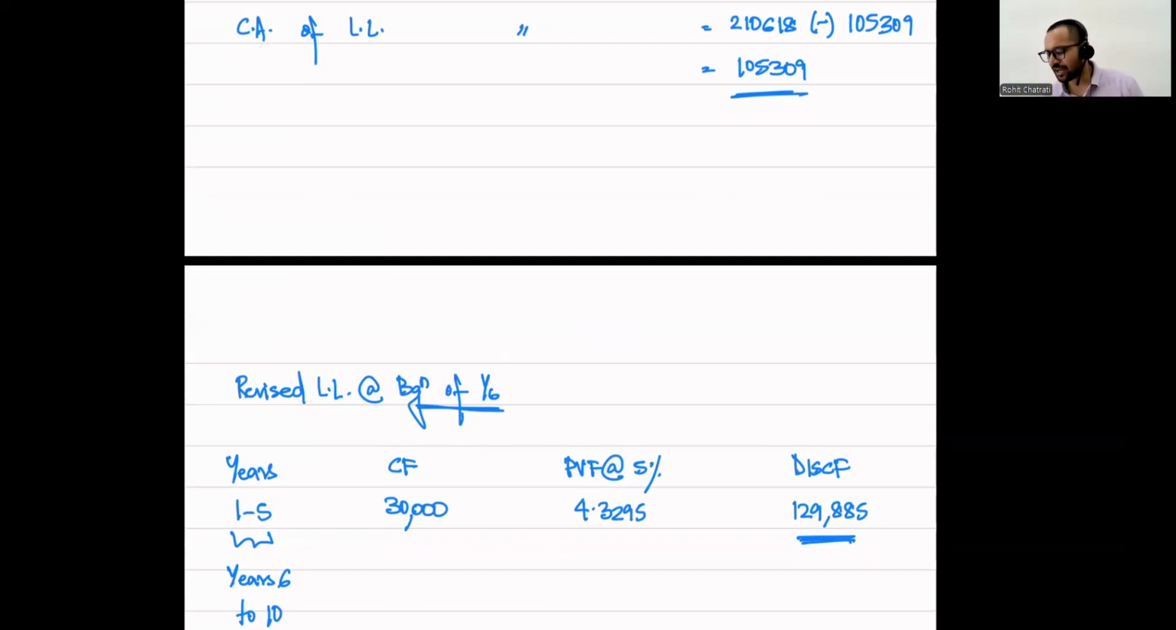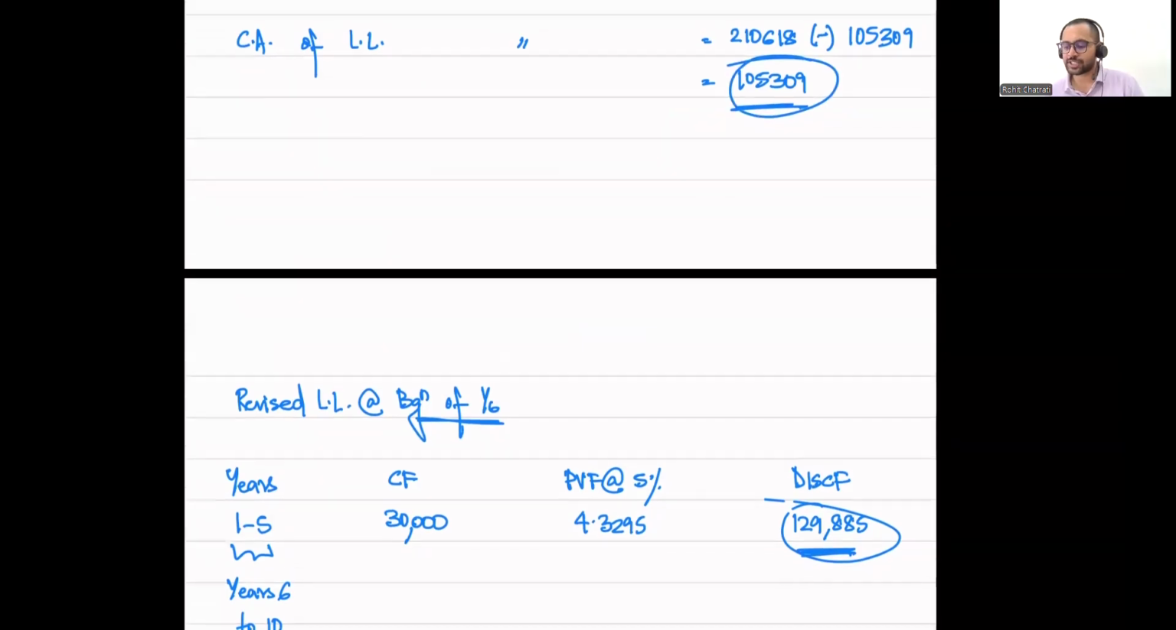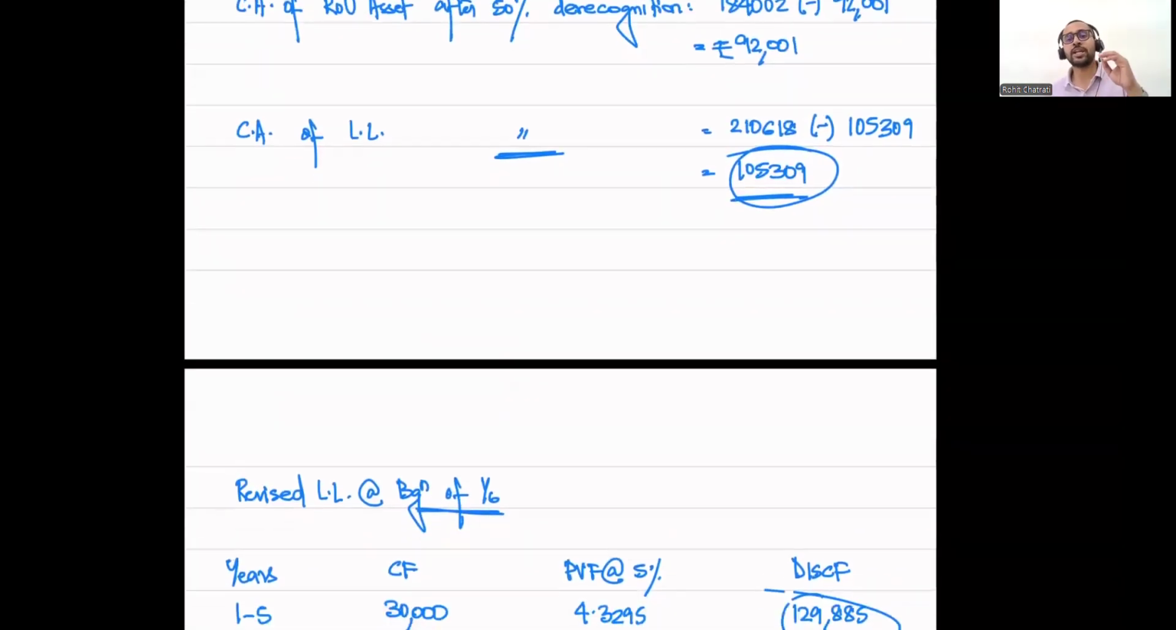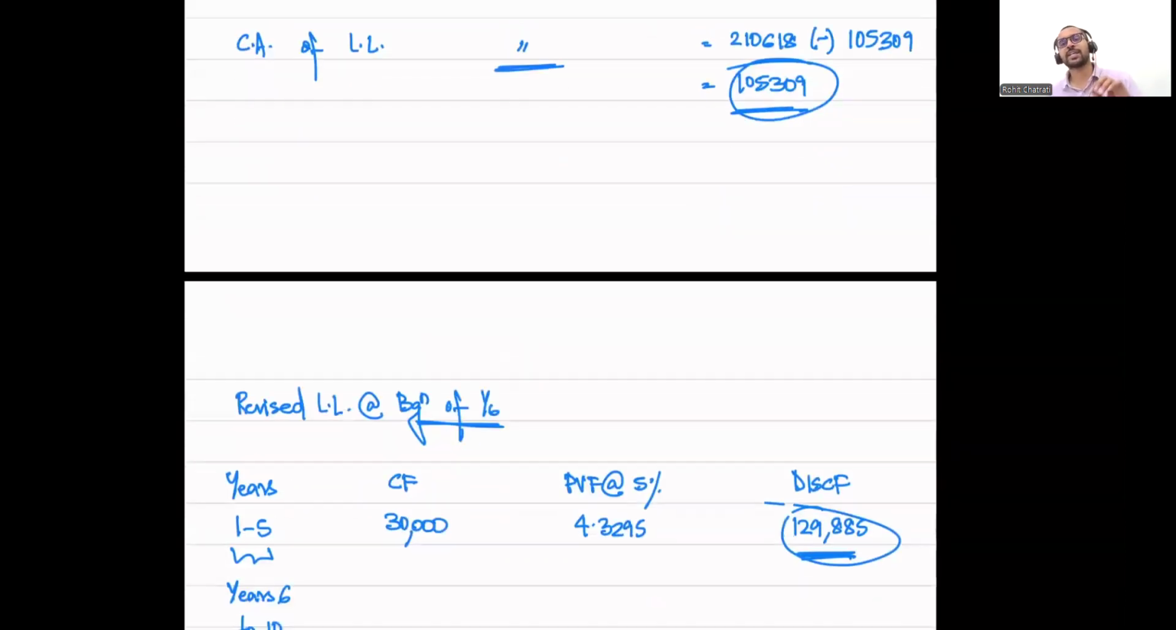I need to have a liability of 129,885. I have a liability in my books of accounts of 105,309. I have a liability of 105,309 after 50% derecognition. Therefore, I now need to increase my liability. How much should I increase it by? I should be increasing it by 129 less 105.